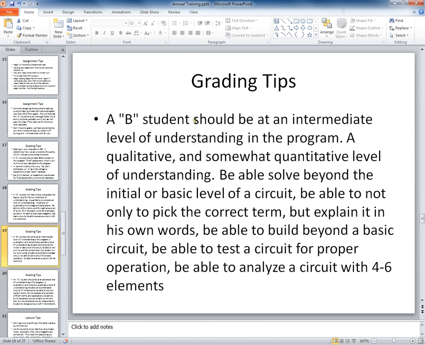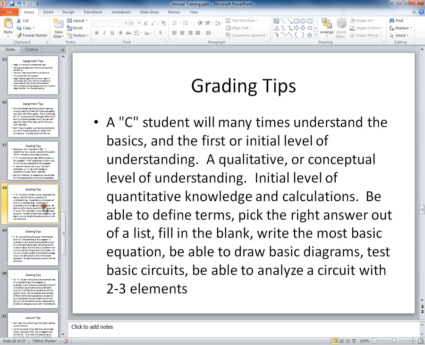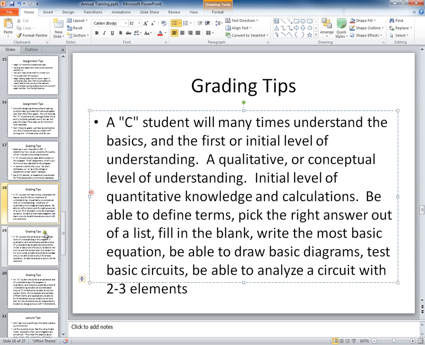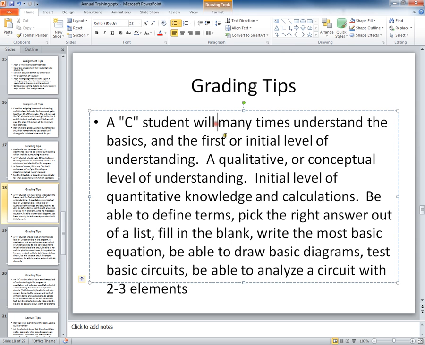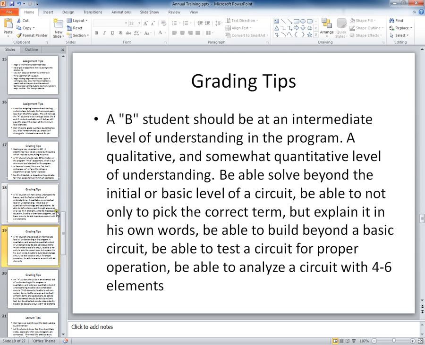A B student, you're going to have to align your grading. The test most likely will come from me, and so I'm going to work on aligning the test, which is a summative assessment, to make sure that we meet these minimum levels.